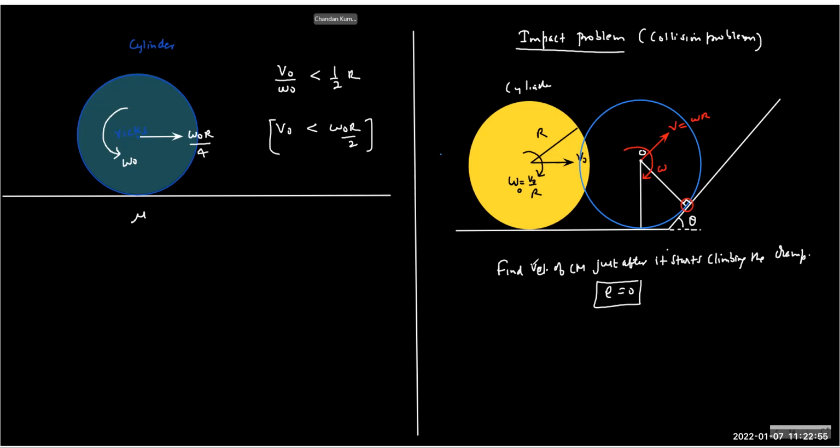Okay. So in the very beginning, because this is theta, this will also be theta. And so in the very beginning, the velocity is like this, and the distance from the impact is only r cos theta. So the orbital angular momentum about the impact is m v naught r cos theta. But definitely it will have the spin, which is m r square by 2 because you are taking a cylinder, into omega naught.